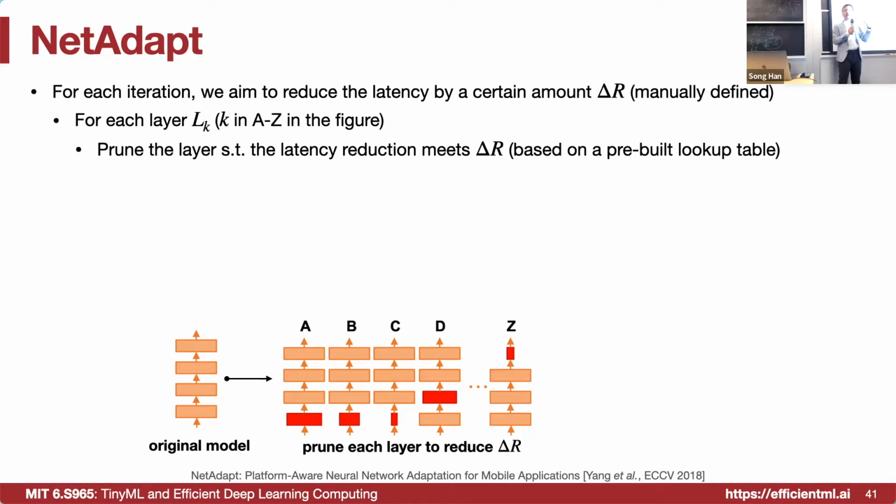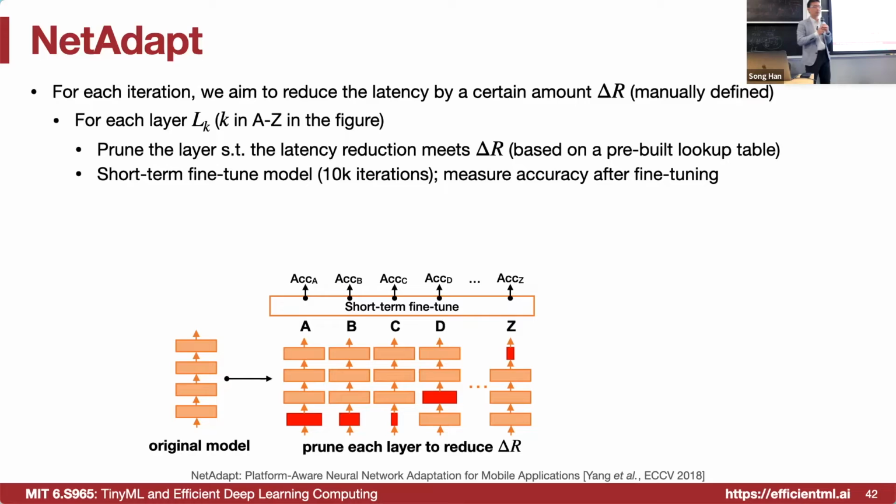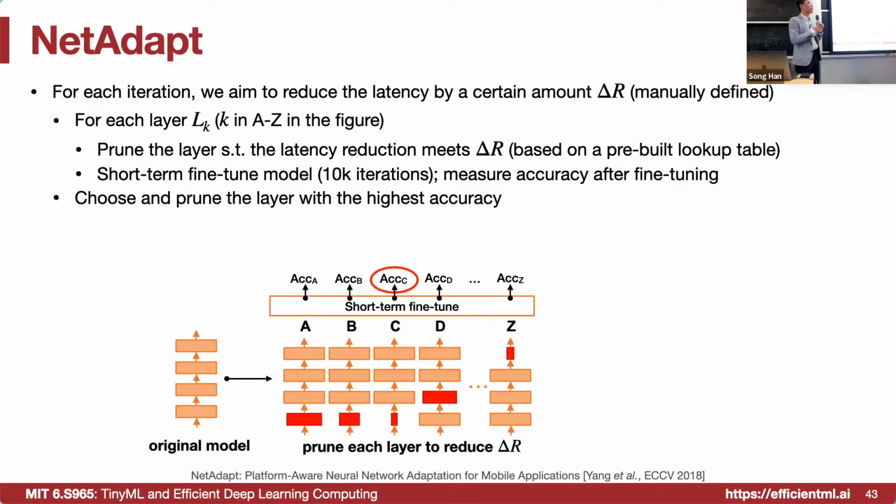Then we record the accuracy in this case by a short-term fine-tuning to see the loss of accuracy. Then we try the second layer, prune it a little bit until we reach this delta R latency reduction, fine-tune a little bit, and see the accuracy drop. Once we finish that for all the layers, we see for which layer we observe the lowest drop of accuracy. Then we decide to prune that layer to meet this delta R latency constraint.